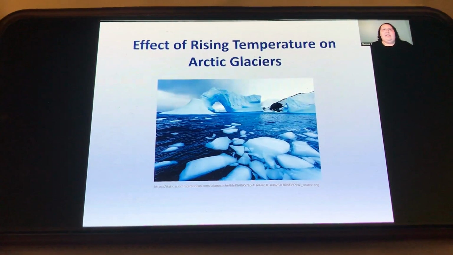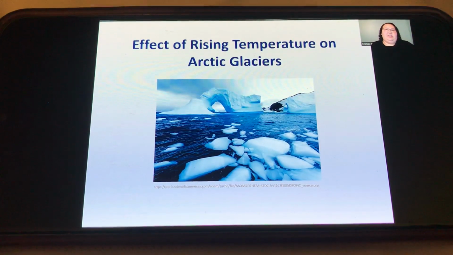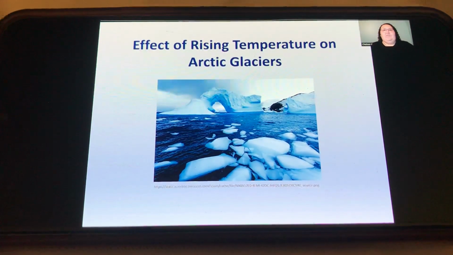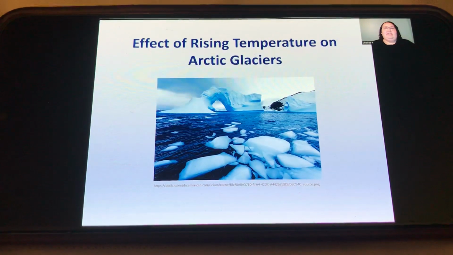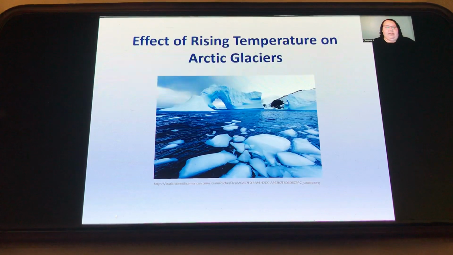For my FYRE presentation, I chose to present the effects of rising temperatures on the Arctic glaciers, specifically how the change in average temperature in the Arctic affects the difference in Arctic glacier mass from 2002 to 2020.